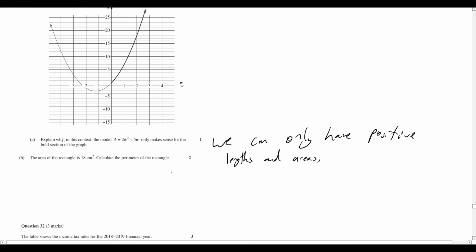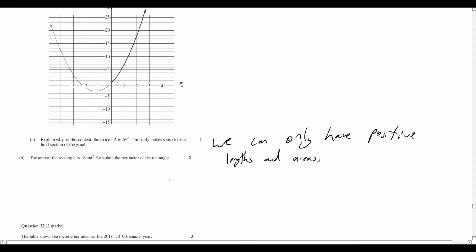So part A asks us to explain in this context why the model of A equals 2W squared plus 5W only makes sense for the bold section of the graph. So what we see here is that on this bold section, well, it's only bold from above 0 on the w-axis and also on the a-axis. And that makes sense because, well, we can only have positive lengths and areas, in fact. So you can't really ever get a negative length or a negative area. So that's our explanation for part A.